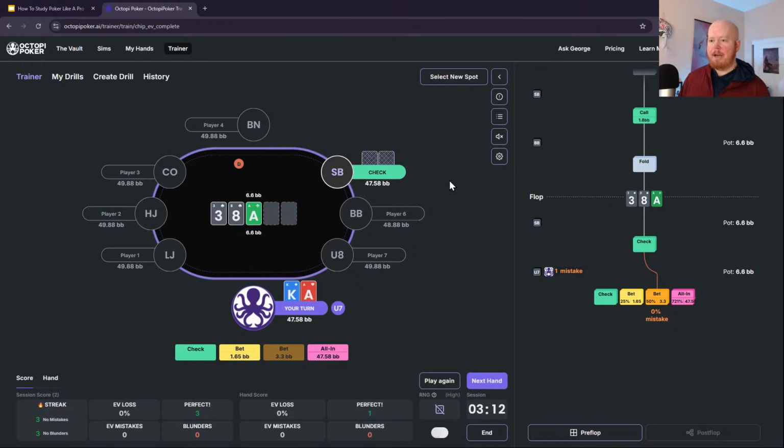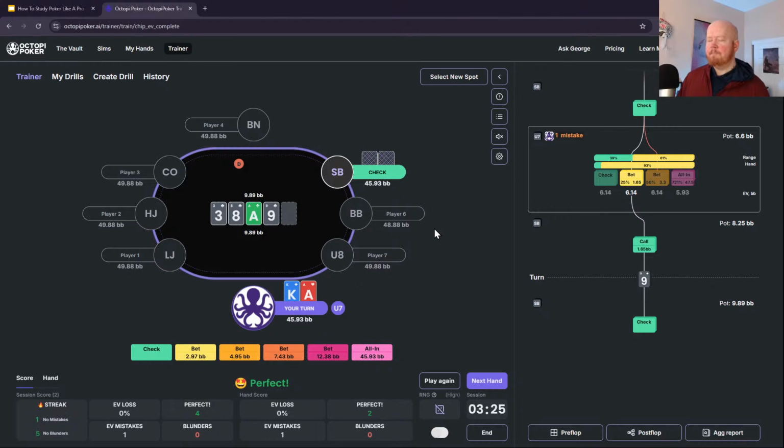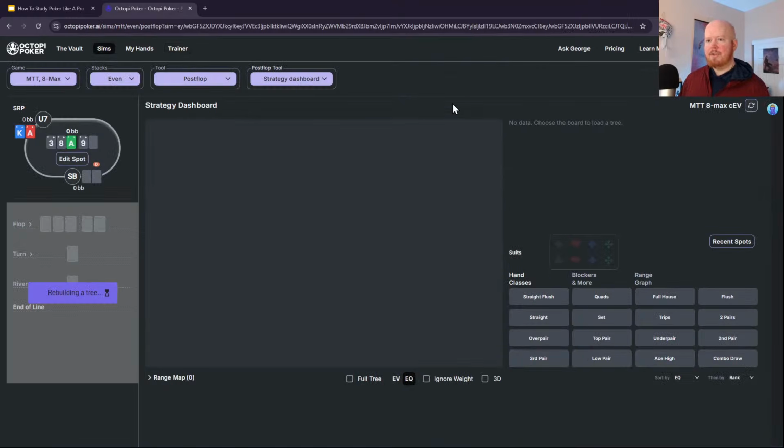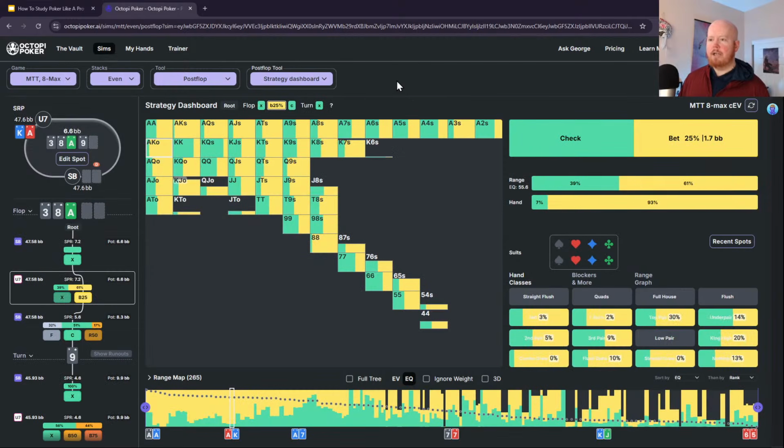I can get some feedback on why this is a mistake, or what we think is the reasoning or the logic here. Or I can simply consult the solver. So I can say, okay, let's make the play that the solver does here. And then let's build this loop by now checking what the sim does on the flop. We can actually look at the flop sim and say, okay, this is what my strategy is.